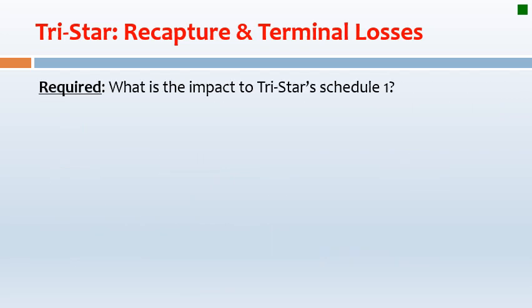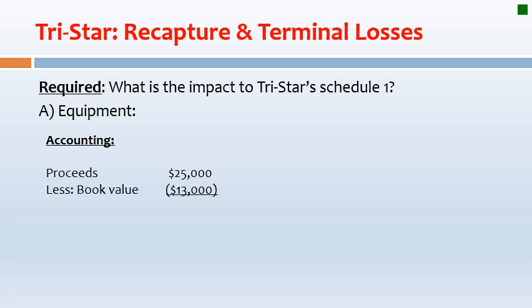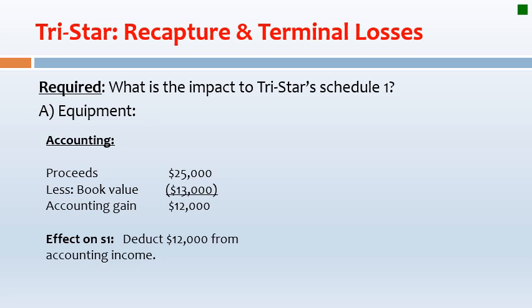Let's start off by examining the equipment. So for accounting purposes, we need to figure out, was there a gain or a loss on the sale of the equipment? We can do this by comparing what we sold this for with its net book value. So the book value was 13 grand, the proceeds were 25, meaning we had what? An accounting gain of $12,000. This is not a taxable item. Right now it's included in the accounting financial statements. We're going to need to deal with this. The effect on the Schedule 1 is we're going to deduct $12,000 from accounting income. And I'll show you what that's going to look like a little later on.